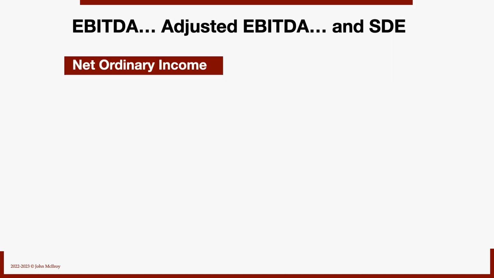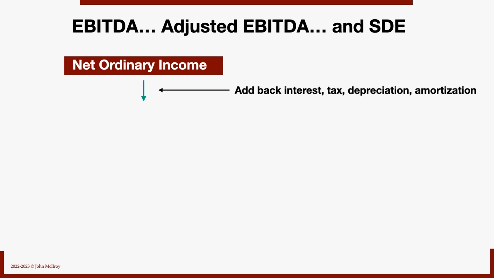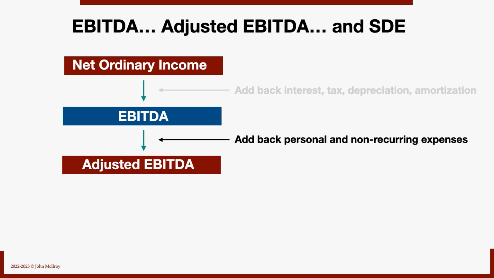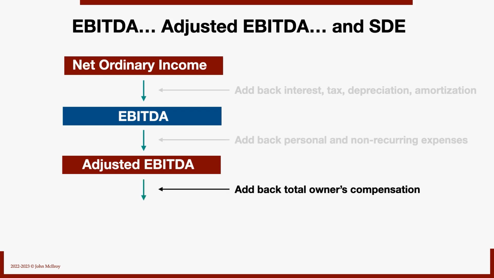We start with net ordinary income, as we did in our example. And as we just went through the process of doing, we add back interest, tax, depreciation, and amortization to go from net ordinary income to EBITDA. Once we're at EBITDA, we add back personal, discretionary, and non-recurring expenses to come up with adjusted EBITDA. Now, there's one final adjustment for SDE. If we're going to calculate SDE, we add back the total owner's compensation as well, and that gives us SDE.